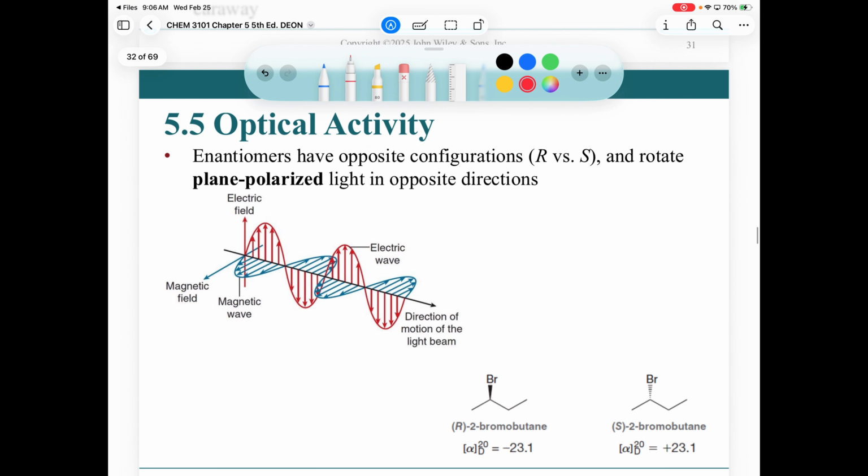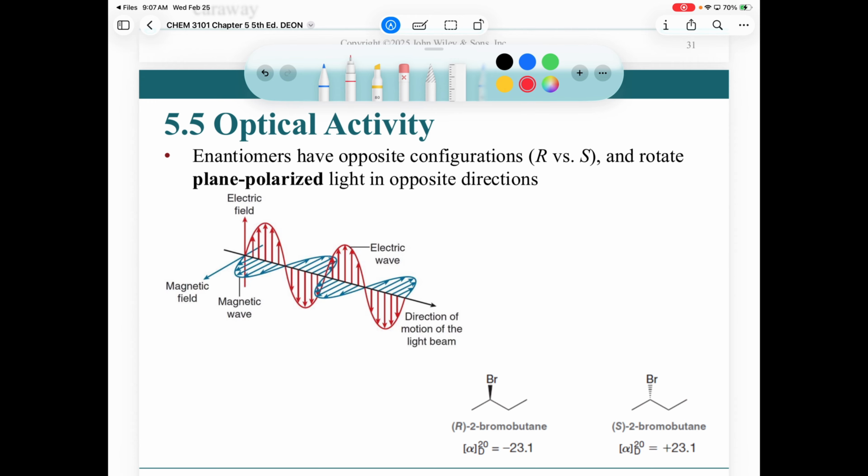So you guys remember electromagnetic radiation from the last chapter? It turns out that light oscillates, as you can see here, and enantiomers that have opposite configurations, obviously R and S, can rotate plane polarized light in opposite directions. You know that light has an electric field and a magnetic field, and they oscillate perpendicular to each other with the same frequency.